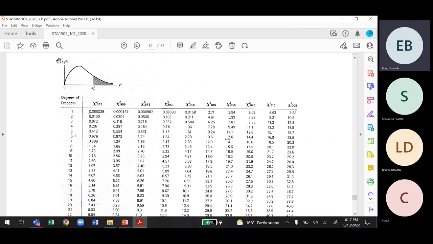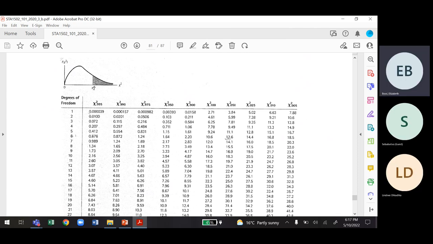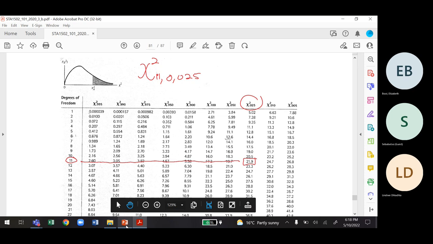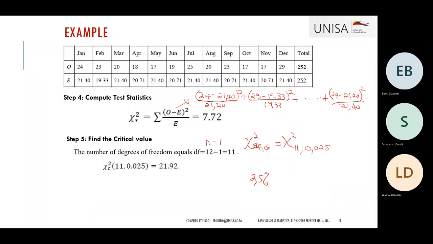As you can see, the picture here shows you where your critical value will be. Remember, at the moment we are doing 11 degrees of freedom and 0.025. The 0.025 you will find at the top, and 11 you will find running down here. So there is our 11, and we're going to look along for 0.97, 0.95, 0.9, 0.1, 0.025, and there it is. I'm going to use my 11 as a guide, and our critical value is 21.9. That's how you find the critical value.